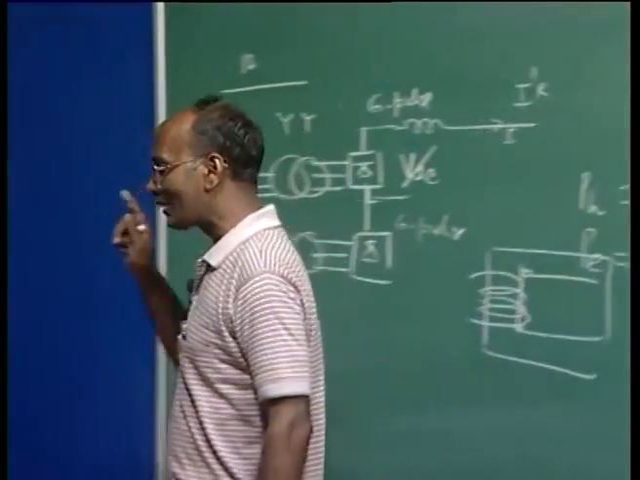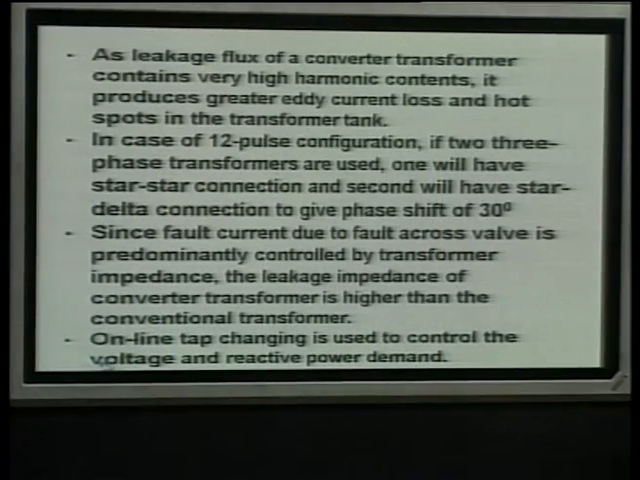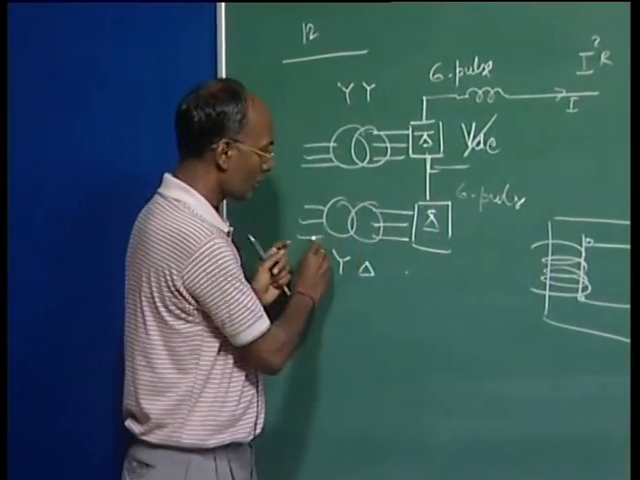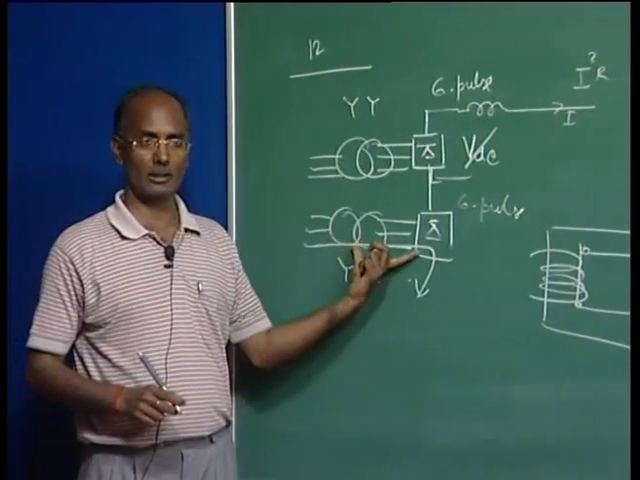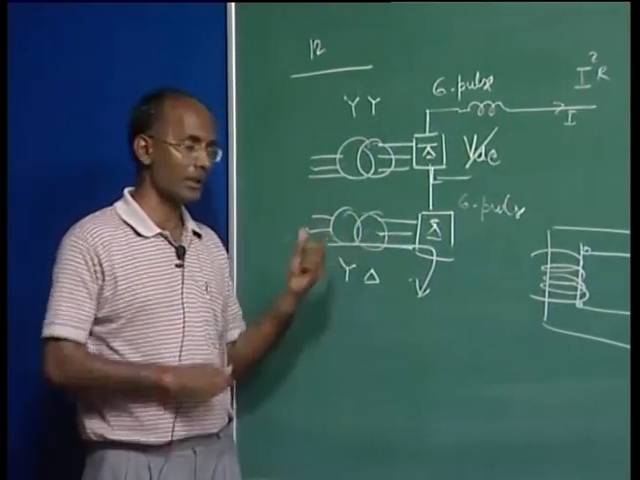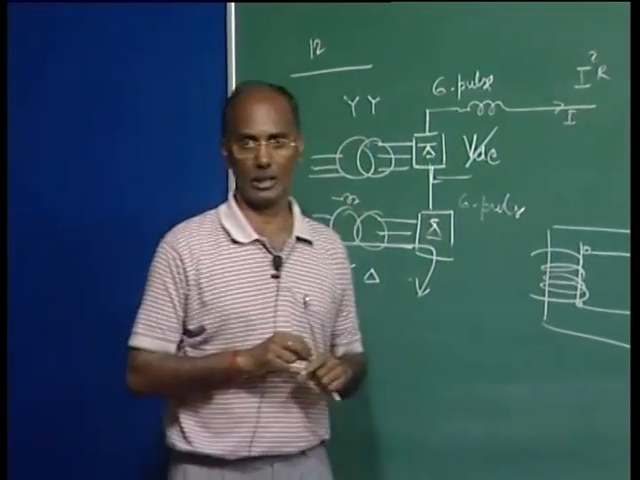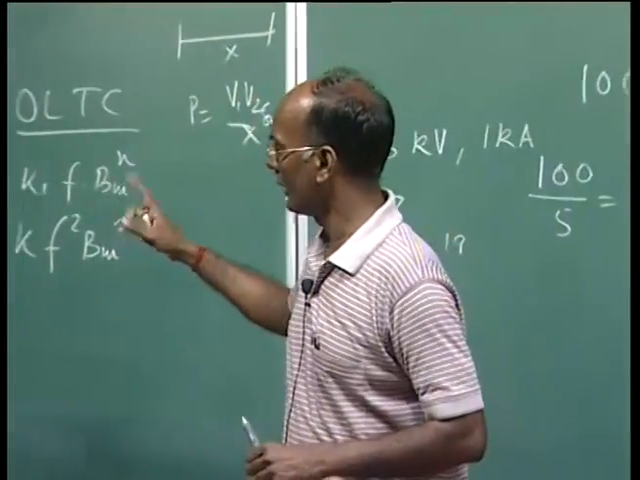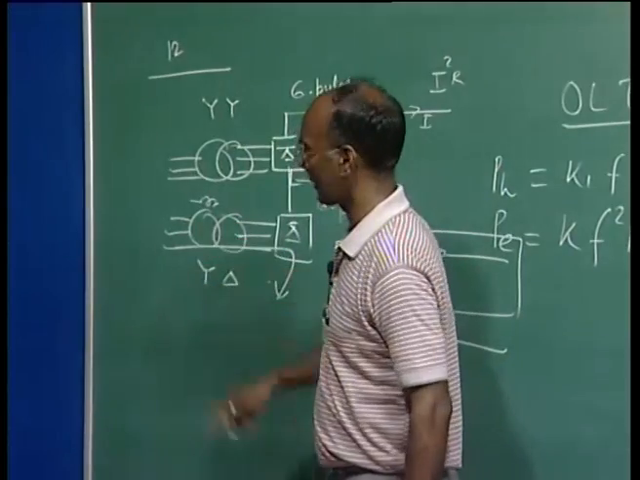But here we deliberately go for more leakage impedance, because if something goes wrong or some fault is there, the whole current will flow, since there is no resistance in the circuit and only inductance is there. So, we go for more leakage reactance so that at least it can limit the current. And thereby, of course, the control action will come into the picture, and finally it will try to open this converter, and the current can be stopped.